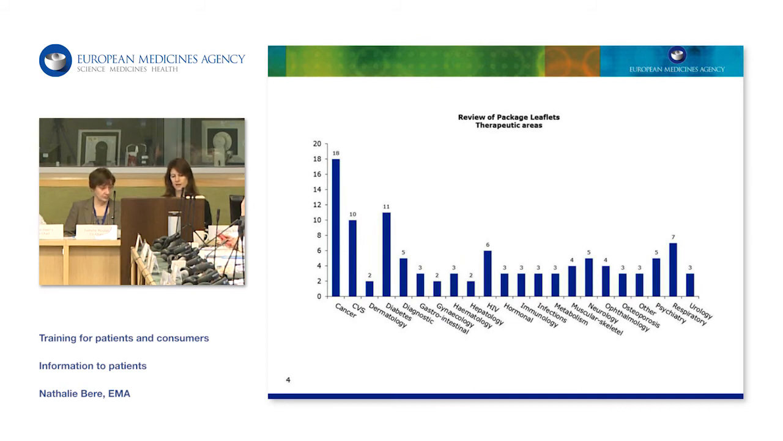You can see there is a large number of cancer products, and also diabetes, cardiovascular, HIV, and respiratory were the largest last year. So, voilà.